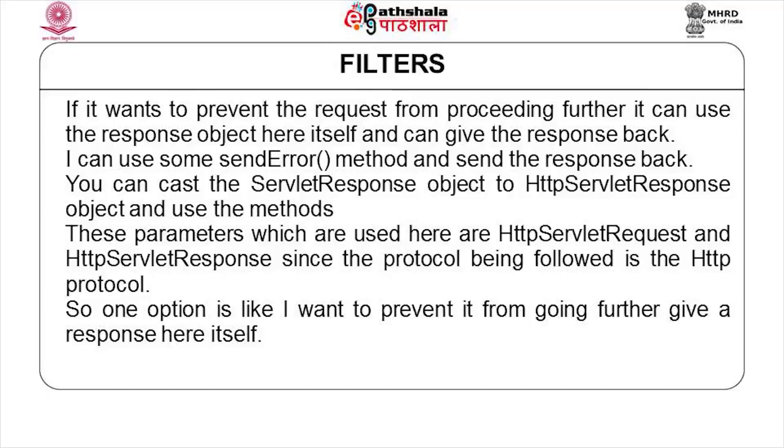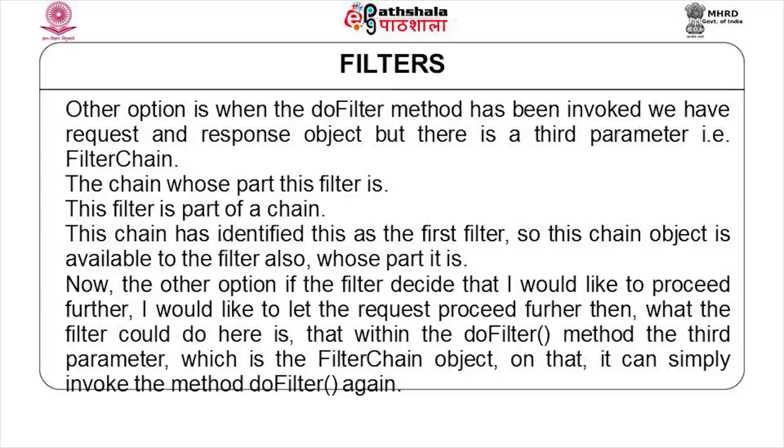The other option: what has been done? When the doFilter method was invoked, we have the request and response objects, but there is a third parameter. What is that? It is a filter chain, the chain of which this filter is a part. This filter is part of a chain, so this chain has identified this as the first filter. This chain object is available to the filter also, whose part it is.